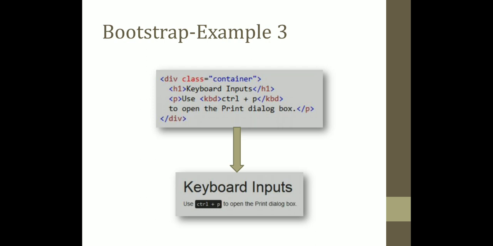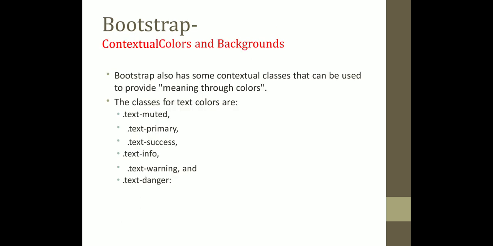So what we will do, you can see in the output keyboard inputs, that is our heading, and in the paragraph we have used the use control p. So control p we have given into the kbd element. Okay, so kbd is talking about keyboard, so you can see in the output it is given in a black background with white text, as you can see on your keyboard. Okay, and the remaining output is printed as a statement. So this is the third example of Bootstrap.